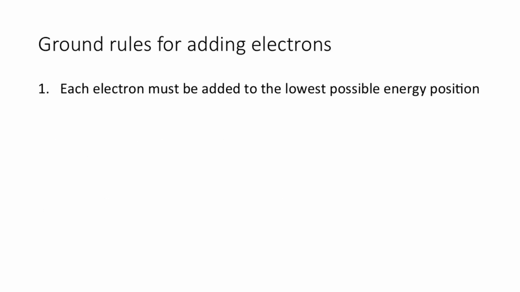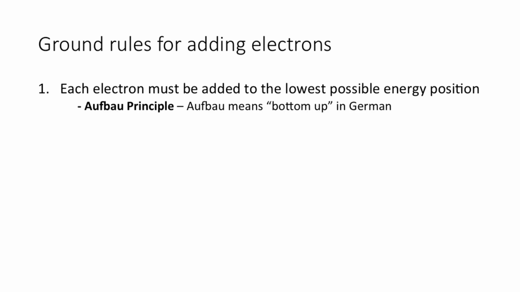In order to understand how to write electron configurations, we must know how electrons are added sequentially to an atom. First of all, electrons are going to seek out the lowest possible energy state, as this is the most stable state. This means that electrons will be added to the lowest energy first, before being added to the higher energy states. This is known as the Aufbau principle.